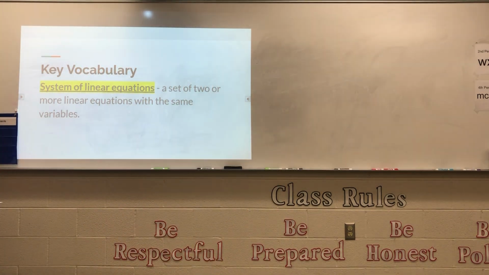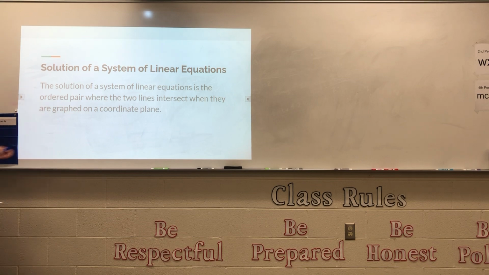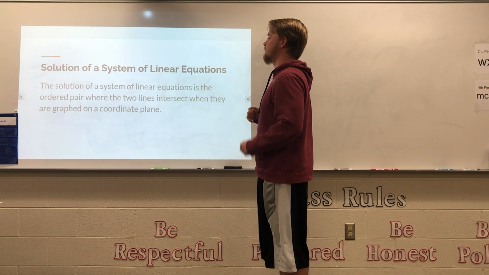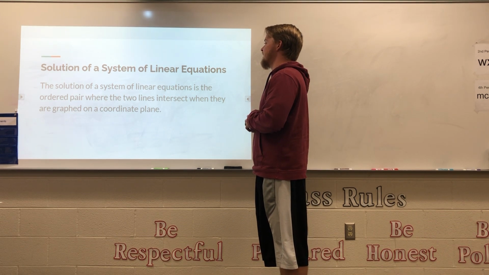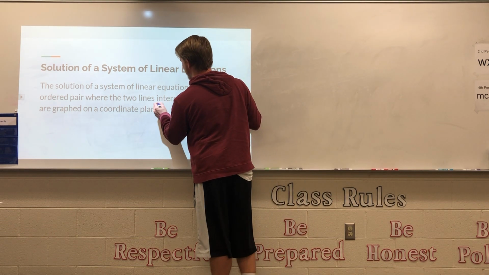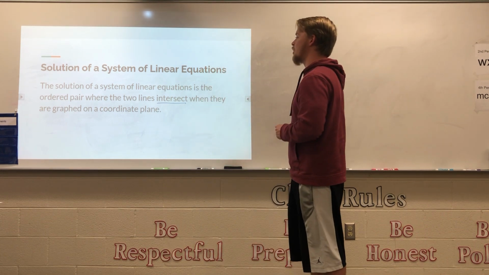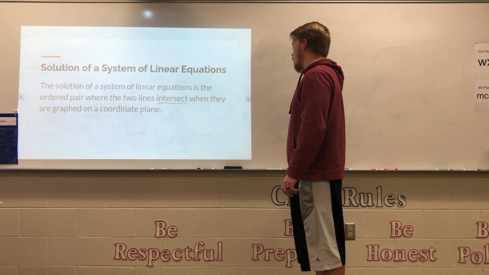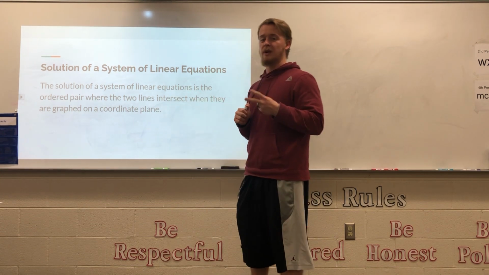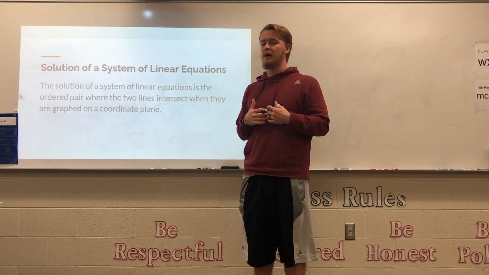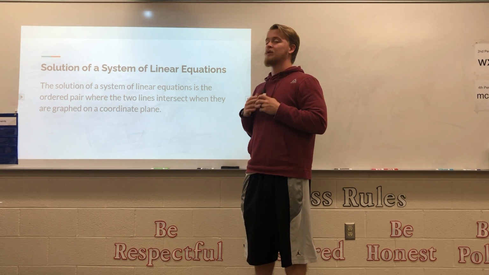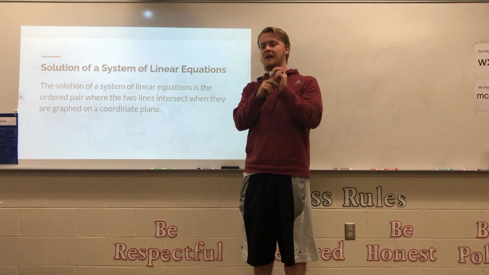So, this is going to tell you what the solution of the linear equation is. It says the solution of a system of linear equations is the ordered pair where the two lines intersect, key word right here, intersect, when they are graphed on a coordinate plane. So, what that's saying is, you're going to graph two different linear equations. You'll do your rise over run, do your y-intercept, that type of stuff, make your first line. And then you'll do the same thing and make a second line. There's only going to be one point that those lines intersect at.